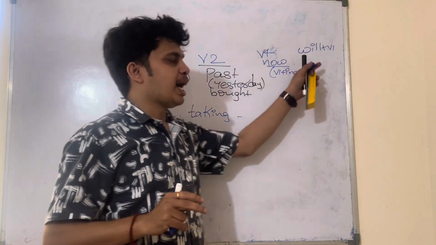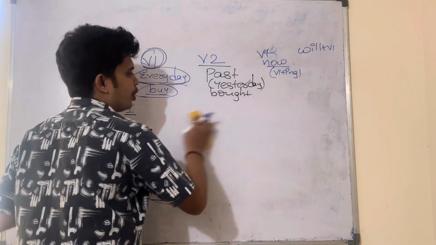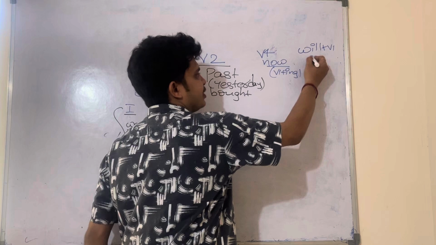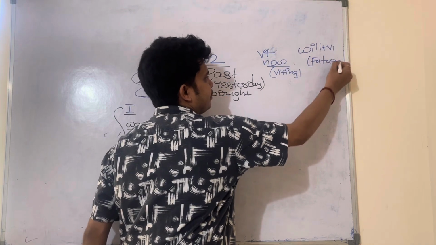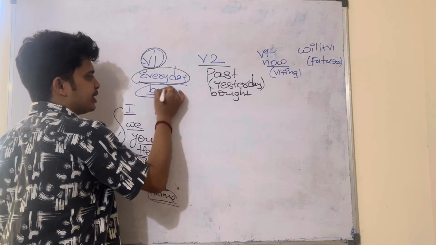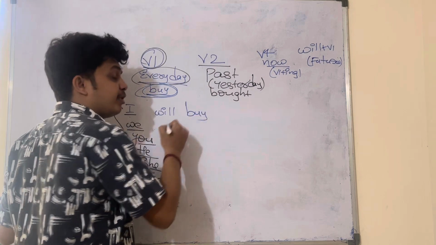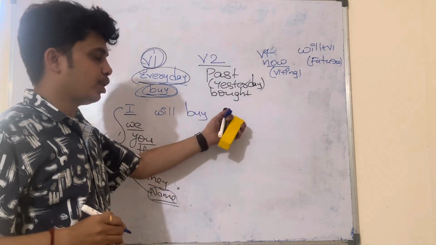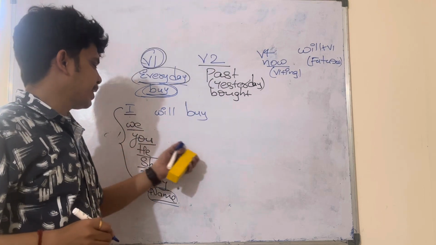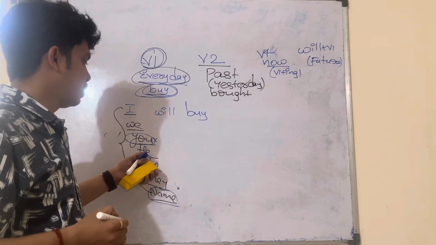Okay. And the last but not the least is future. So if you want to talk about something that will happen in future, or something which is unpredictable, you have to use only one thing, will, and as I told you, V1. So I will buy. You can say I will buy a notebook tomorrow. We will buy a notebook tomorrow. You will buy. Okay, this we don't use usually. He will buy.